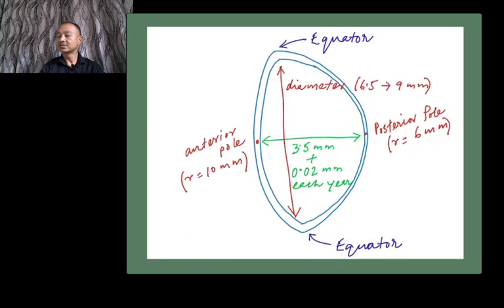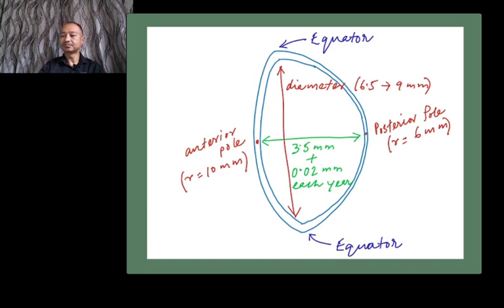So if you look at some of the terminologies, for any lens there is one anterior surface. This is a convex lens, having an anterior surface and a posterior surface. The center of the anterior surface is called the anterior pole, and the center of the posterior surface is called the posterior pole. The anterior surface has a curvature; the average radius of curvature is about 10 millimeter. The posterior surface is also curved, more curved than the anterior surface, and the radius of curvature is about 6 millimeter.